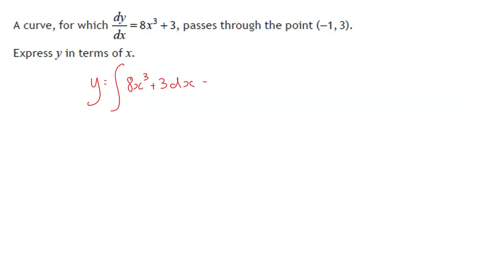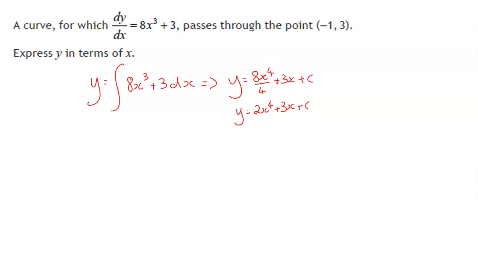dx. So doing that, what I end up getting is that y is equal to 8x to the 4 over 4 plus 3x plus the c, remember the constant of integration? So y is equal to 2x to the 4 plus 3x plus c. Good. So it wanted me to express y in terms of x. There's an issue here. That's not expressed in terms of x because I still have a c. We need to get rid of that.